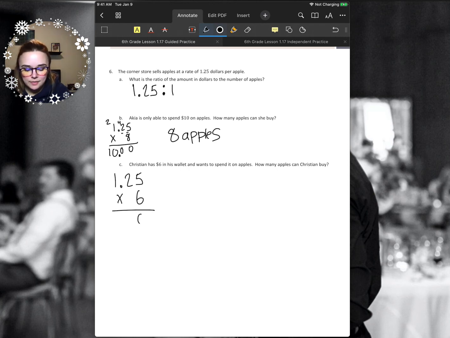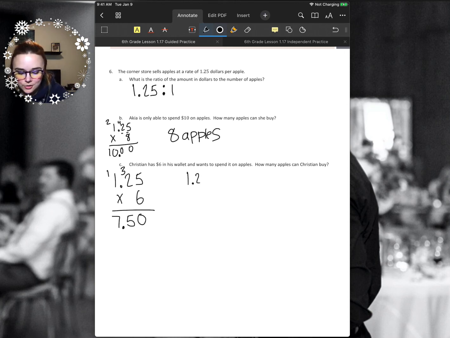6 times 5 gives us 30. 6 times 2 gives us 12, plus 3 gives us 15. 6 times 1 gives us 6, plus 1 more gives us 7, and our decimal point. So 6 apples cost him $7.50. So that's too much. He can't buy 6 apples. So let's try less than that.